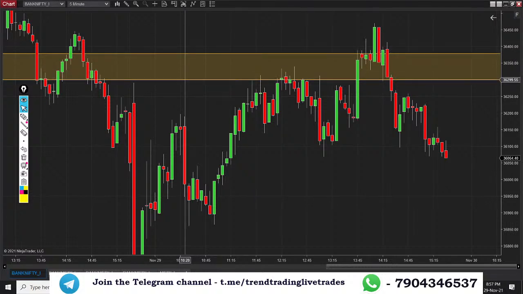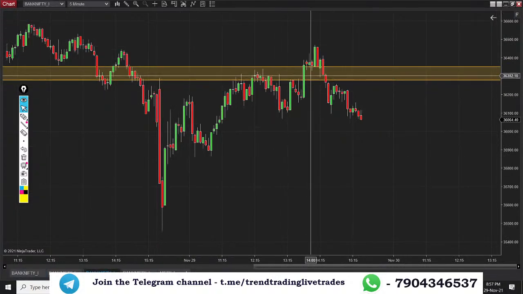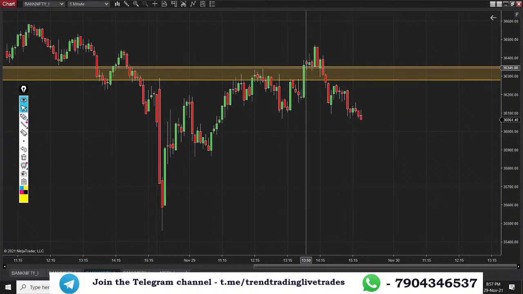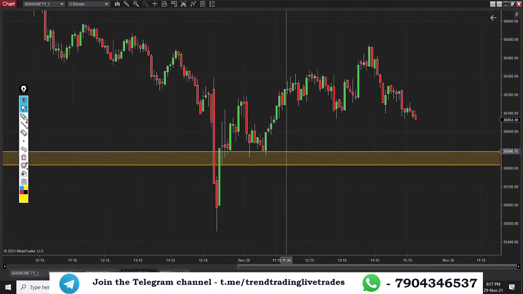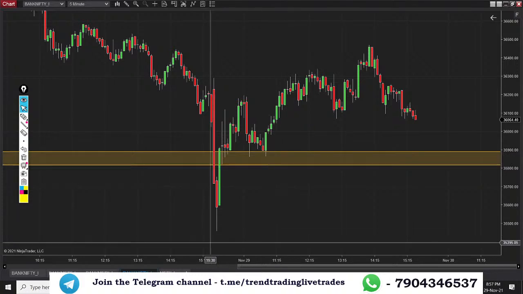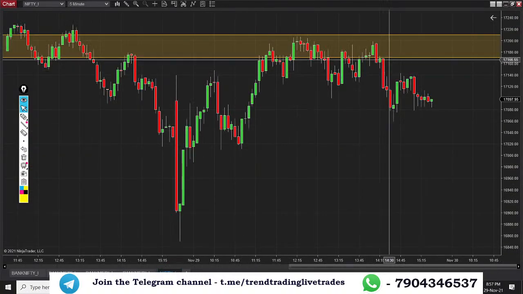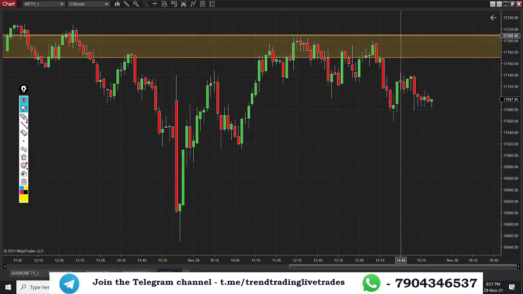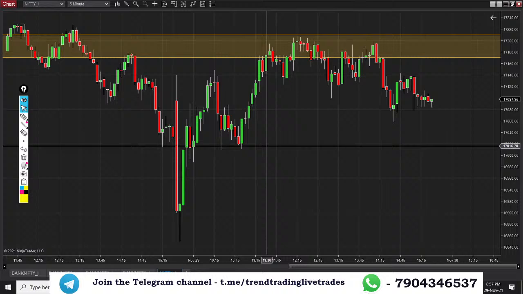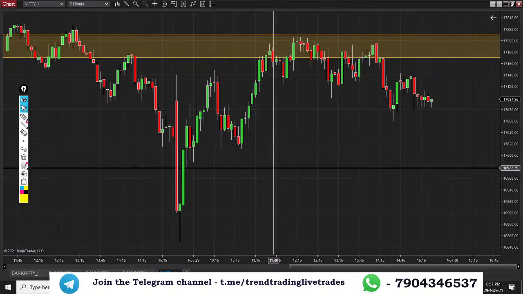Bank Nifty, tomorrow's expected plan: 36,280 to 36,350, level 1. 35,890 to 35,820 is the level 2. In Nifty, 17,170 to 17,210 is the level. Condition for entry, everything I have shared already.